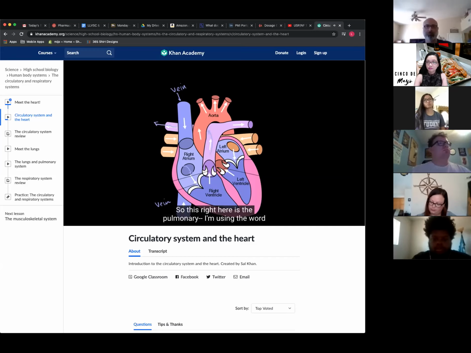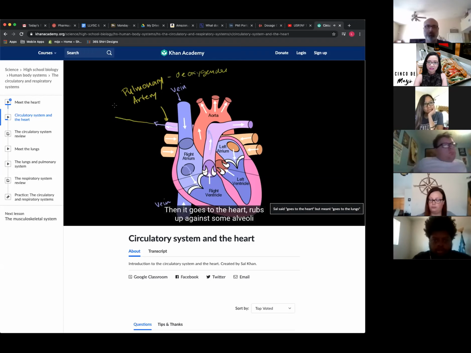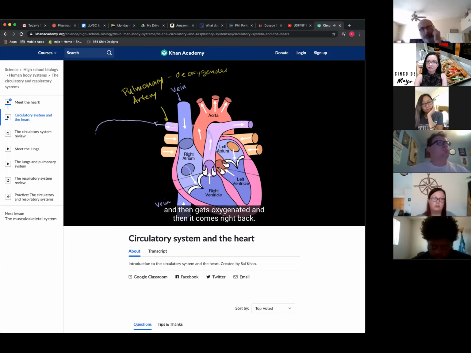So this right here is the pulmonary. I'm using the word pulmonary because it's going to or from the lungs, or it's dealing with the lungs, and it's going away from the heart. It's the pulmonary artery, and it's deoxygenated. Then it goes to the lungs, rubs up against some alveoli, and then gets oxygenated. And it gets oxygenated, and then it comes right back. Now this right here, it comes back just like that.